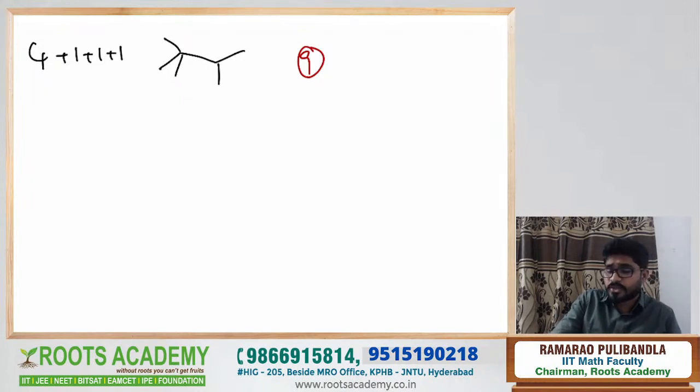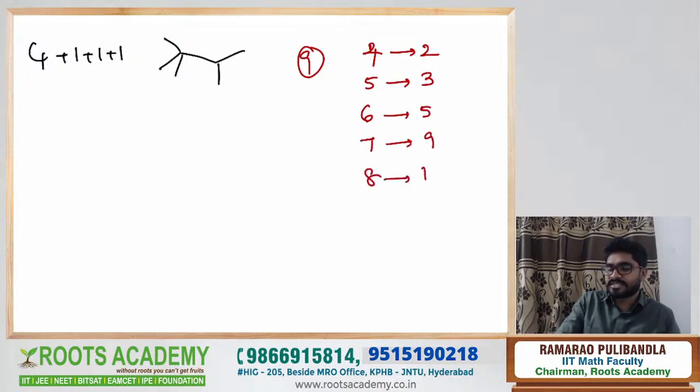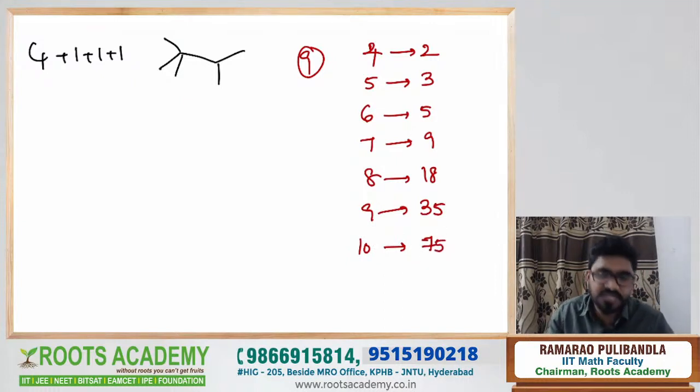If there are four carbon atoms, we'll get two isomers. Five carbon atoms, three. Six carbon atoms, five. We have seen already. Seven carbon atoms, nine. Eight carbon atoms, 18. Nine carbon atoms, 35. 10 carbon atoms, I think 75. This kind of shortcut we have. We have to remember only these, guys. Mostly they won't ask beyond that. Up to 7 carbon atoms, they'll ask. You can practice like that, and you can get the answer.